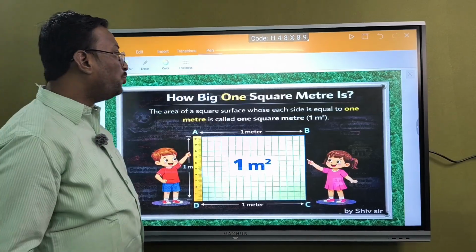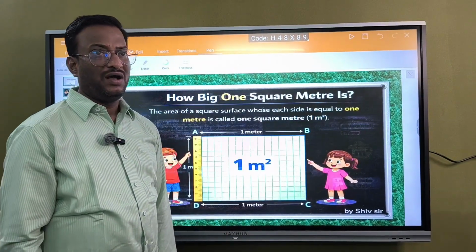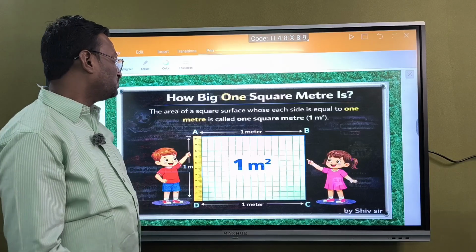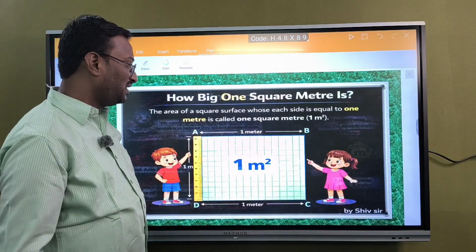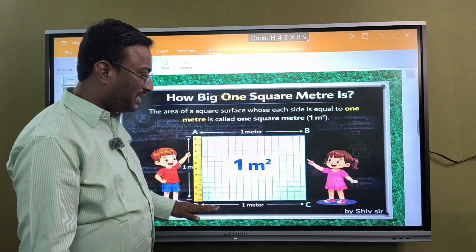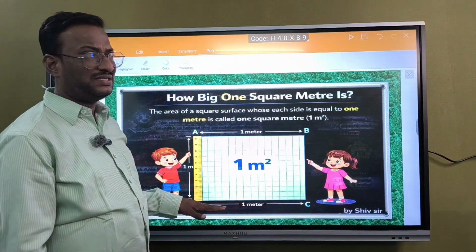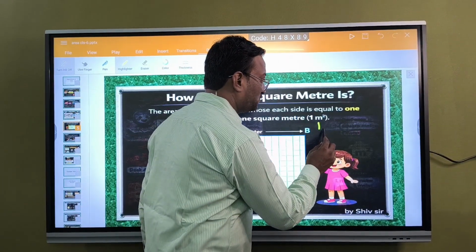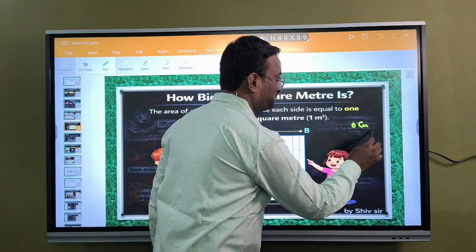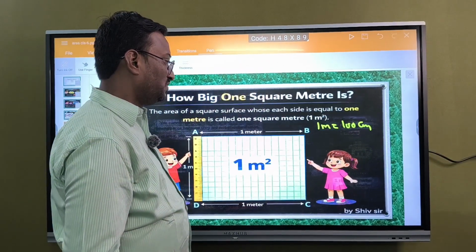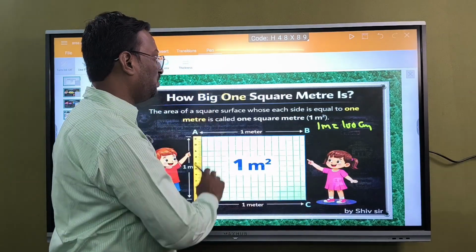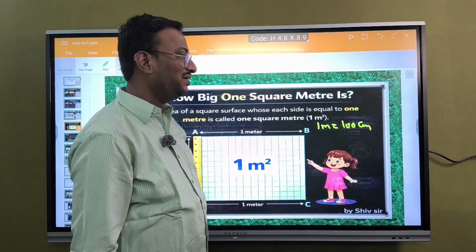Next thing, how big is 1 meter? How big is 1 square meter, the area of a square surface? See here, 1 meter means 100 centimeters. So lengthwise it will be 100 centimeters and breadthwise it is also 100 centimeters.